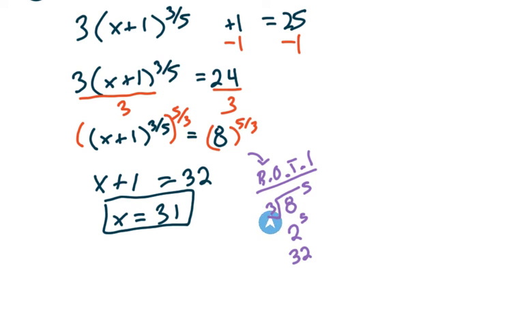So this one will only give us one answer here. And the reason is when we take an odd root of each side, odd roots are only going to give us one answer. All right, I've got one more problem to show you guys.